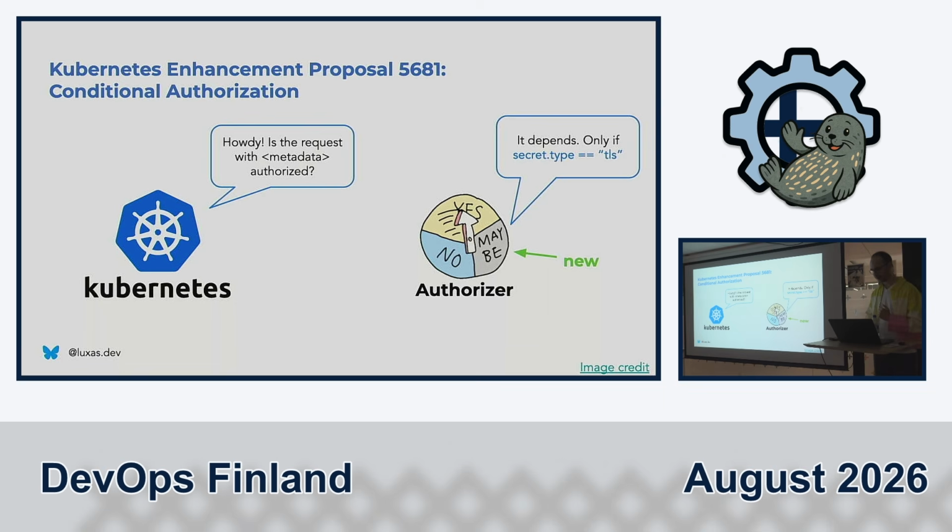Now, what is the trick to make something that seemed complicated before kind of hide that complexity from the user?